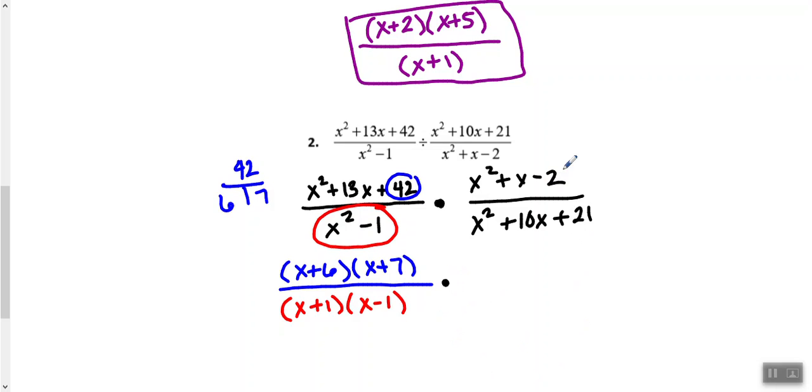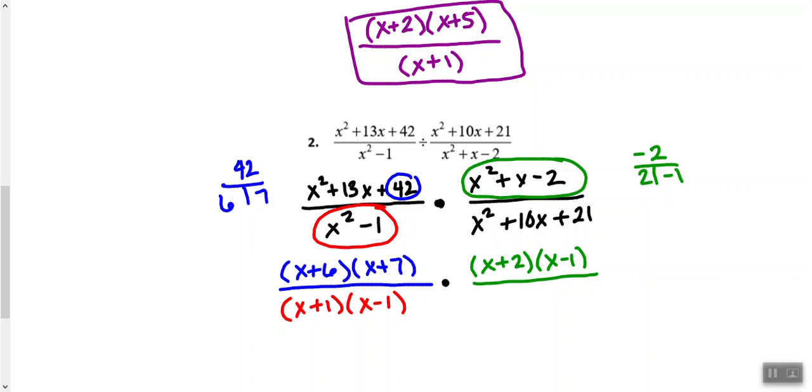Multiplying, top of the second one, I'm looking for what multiplies to negative 2, but adds to a positive 1. That is positive 2 and negative 1. So that gives me x plus 2 and x minus 1 over the bottom, what multiplies to 21 but adds to 10, 7 and 3. So it gives me x plus 7 and x plus 3.